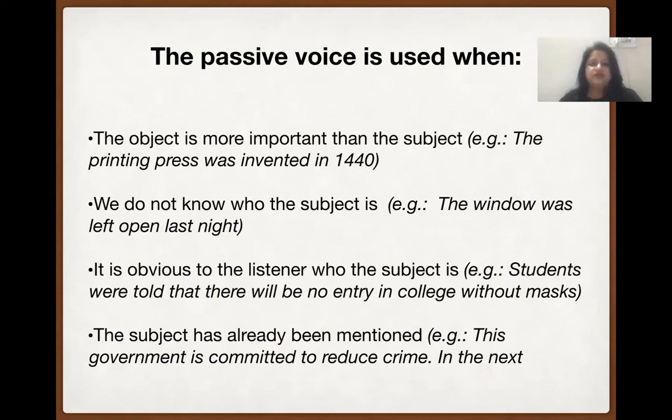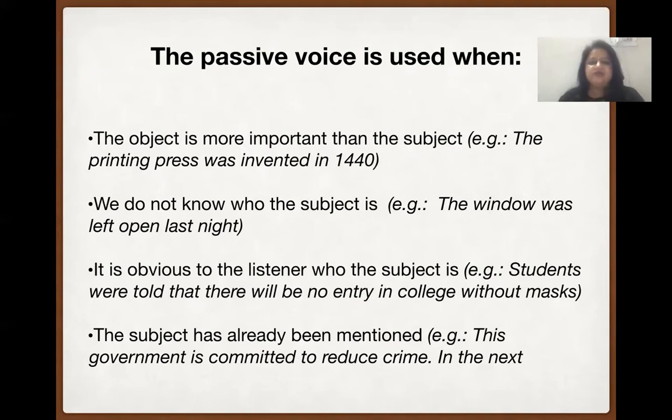So in order to find out what the object is, you look at the verb, you see what the action is, or whatever the word that is describing the action, that is your verb. You look at the verb and you see on what that action is being done, that is the object. So when the object is more important than the subject, you take the object first. This is the same thing as when we are introducing some dignitaries on the stage, we take the most important name first, correct? So in the same way, whatever is more important, you will discuss that first. So if the object is more important than the subject, then you use the passive voice.